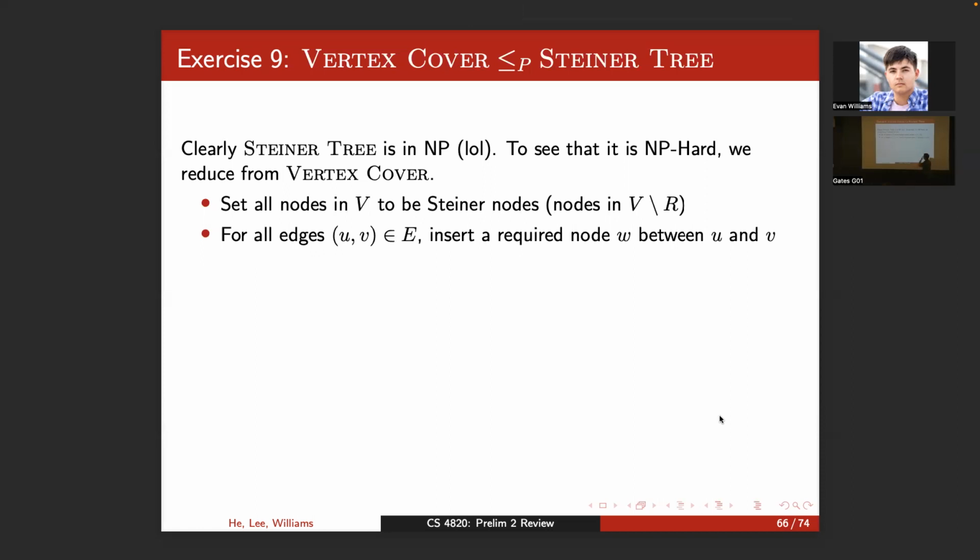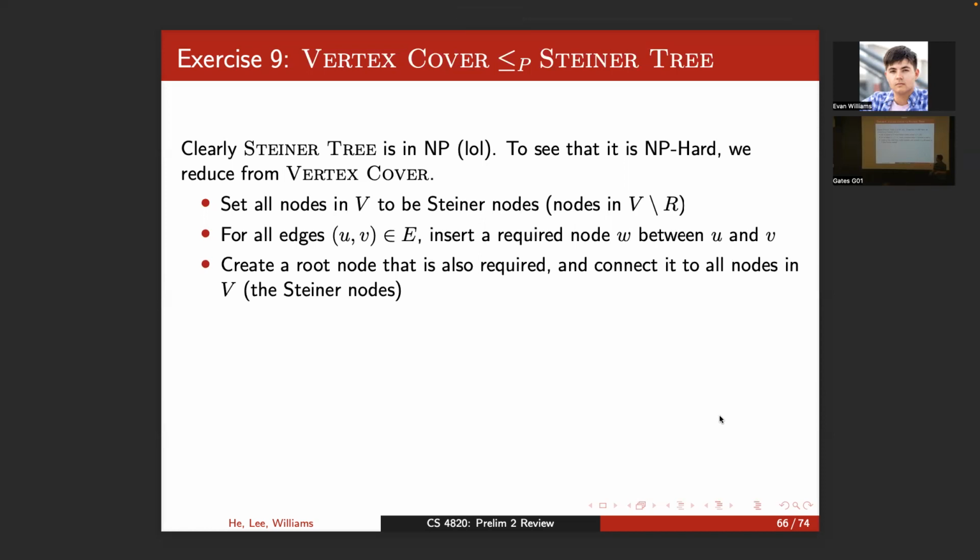Now, for every edge, we're going to insert a node into the edge, and we're going to make this a required node. And then we're going to create a root node that roots our tree, and this is also going to be a required node. It's going to connect to all of the nodes in the original graph, but not the nodes that we just added to be required nodes. So this root node will connect to every Steiner node.